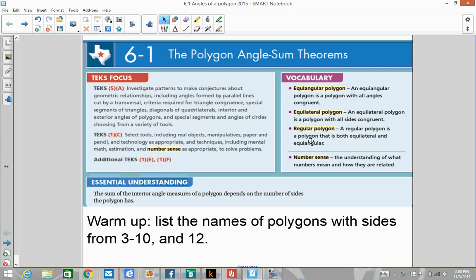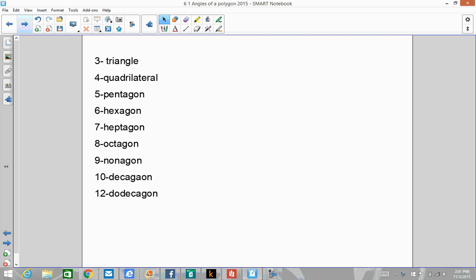And then also take a minute to list all the names of polygons that have 3 through 10 sides and 12 sides. You're going to need to know those. We're going to use those in this unit. So pause the video and write those things down. Okay, so these are the ones that you should know, 3 through 10, and then the 12-sided. I'm not going to worry about making you learn the 11-sided. It's a weird name, and depending on what book you read, it could be something different.